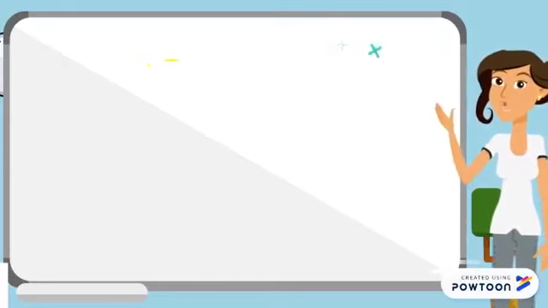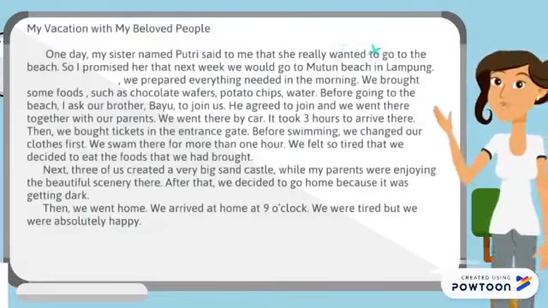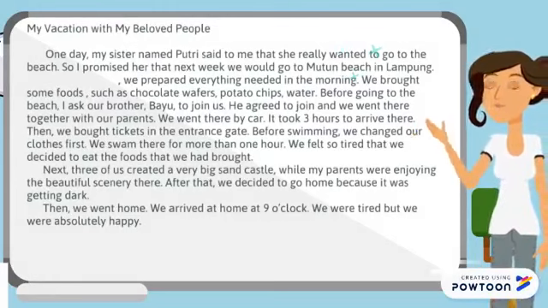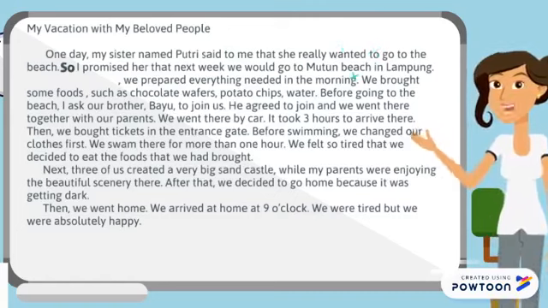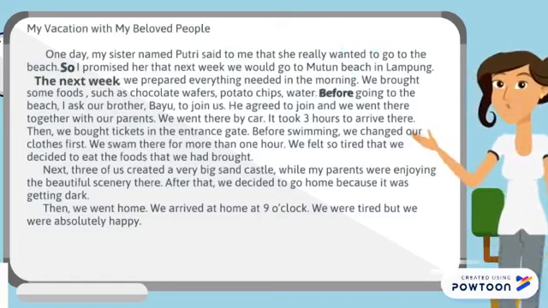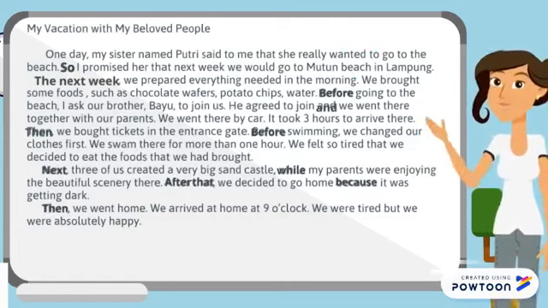So here is the recount text that I chose. It's about a family vacation. And there are many conjunctive adjuncts here. There are so, the next week, before, and then, before, next, while, after that, because, then, and but.